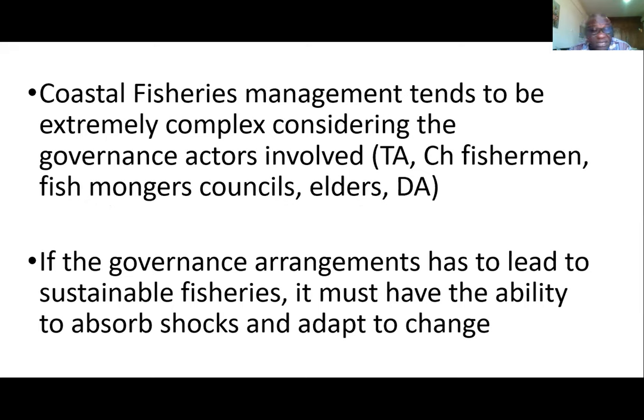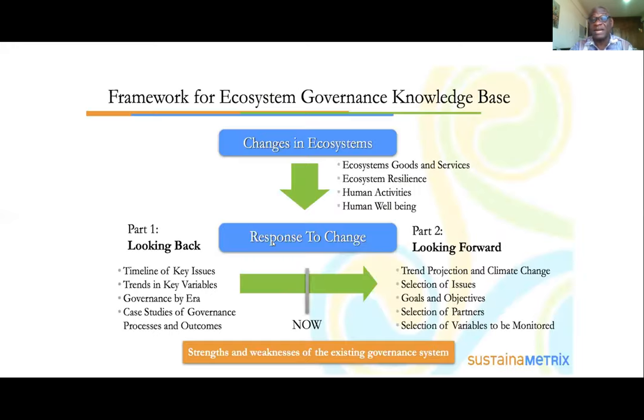And that governance arrangement has to ensure sustainable fisheries. And it must also absorb shocks as they come, because within the fishery sector, the climate stresses are coming, oil and gas is coming, population is growing along the coast, there is overfishing, there is overcapitalization, and there is a lot of illegality. And for coastal fishers to be able to sustain their fisheries, all these shocks, they have to be able to absorb them and adapt to the change so that their livelihoods are assured.